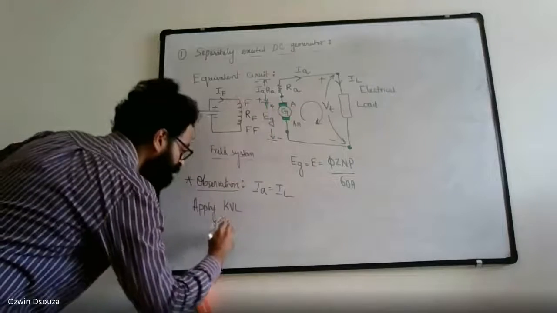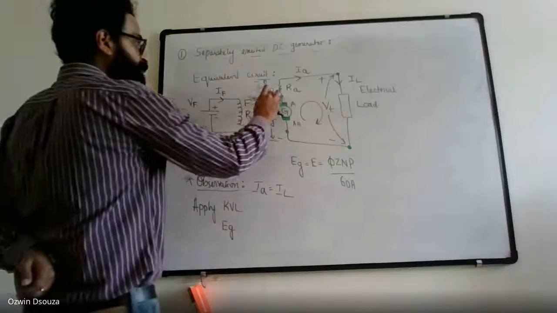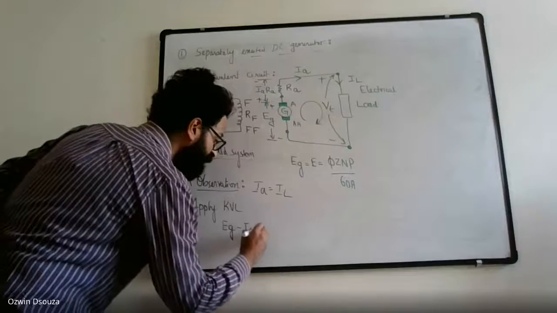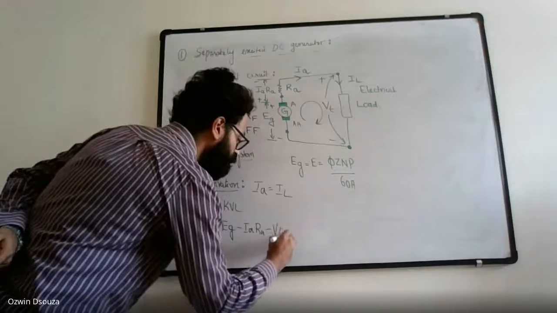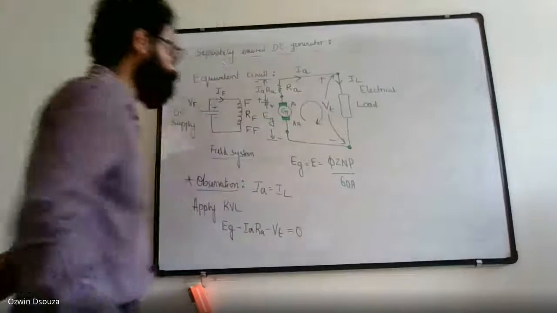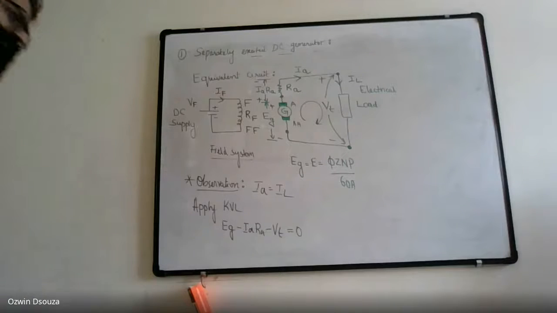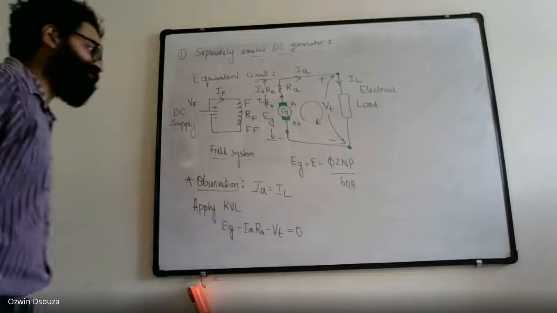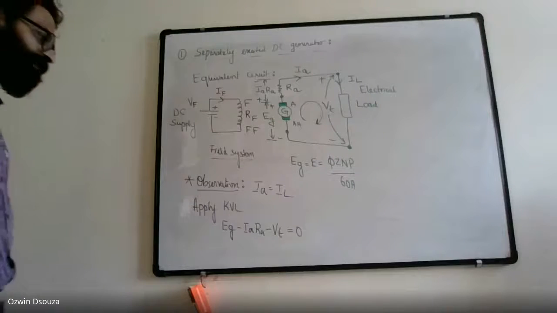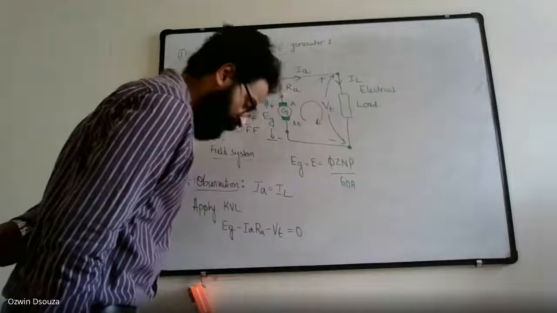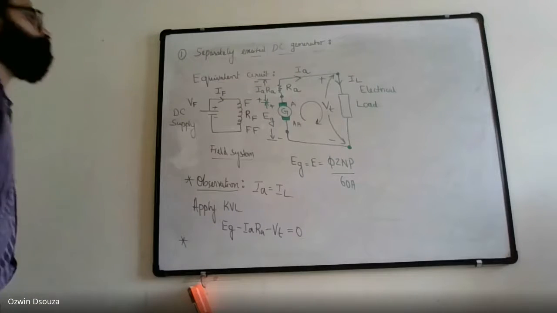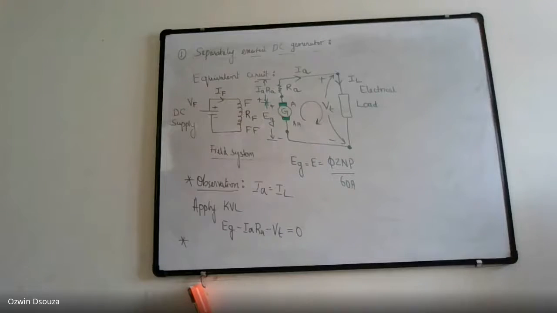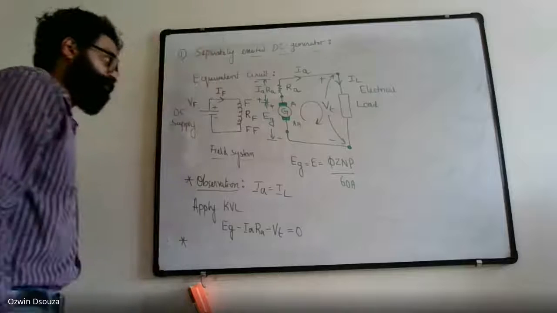Plus EG minus IARA minus VT is equal to 0. Okay, so this is the most ideal expression that we have considered. However, a practical DC generator will have, we will have to consider two practical phenomena over there.